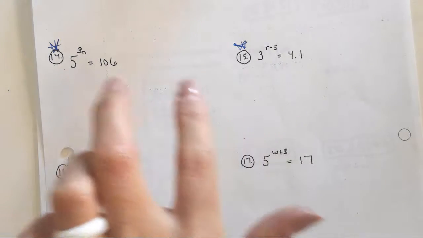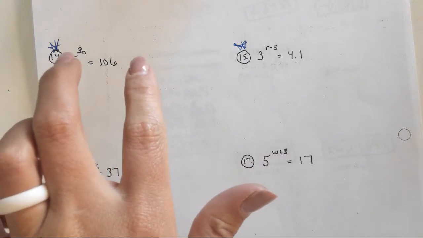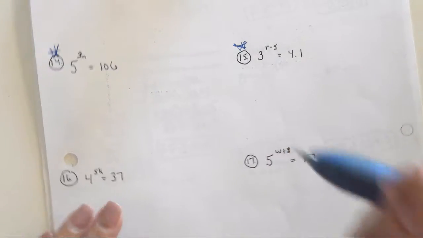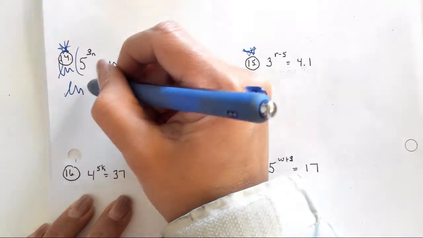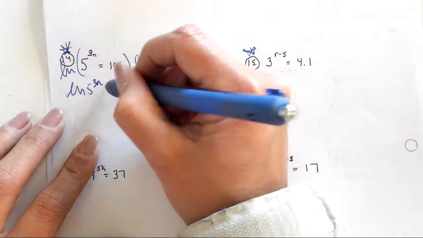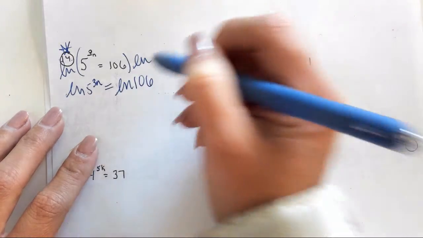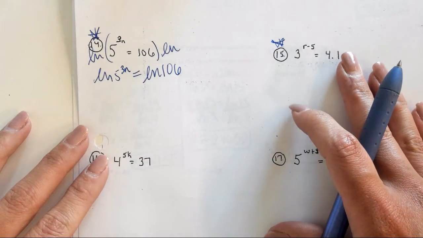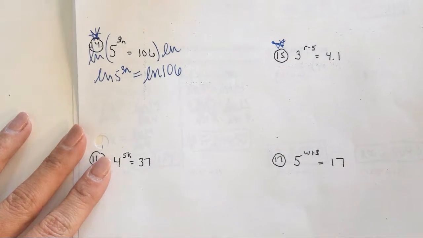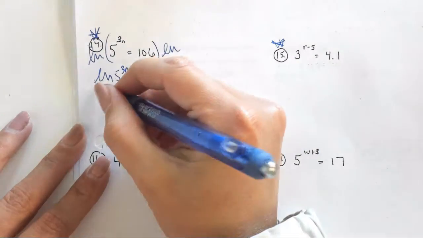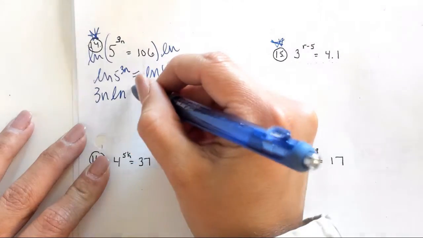Alright, this one, did they have a common base, 5 and 106? So we have to use what on both sides? ln. Alright, so this would be ln 5 to the 3n equals ln 106. What do I do next? Good, both of them, because they're both in the exponent. So we move the 3n out front.